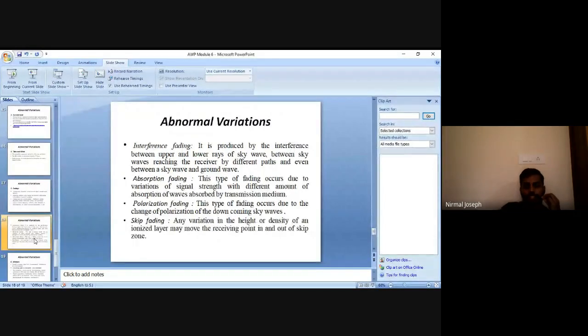So what will be the result of that? Our receiver might have been placed in the exact position by calculating the skip distance, but due to these abnormal variations, the skip distance will vary. So we will not receive the signal as desired. The receiving point will shift either into or out of the skip zone. So that will also result in fading.